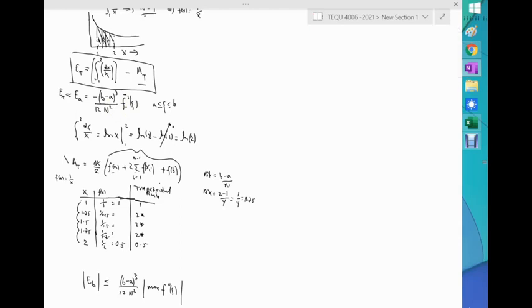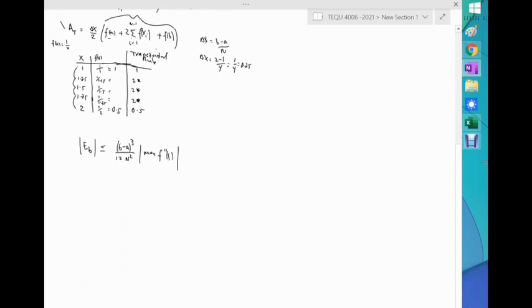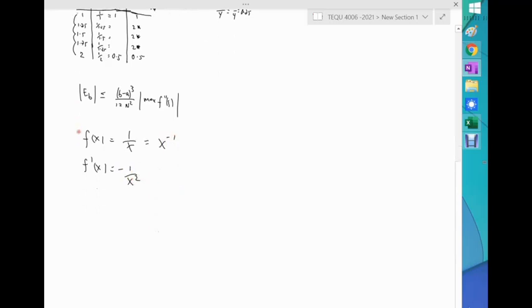Now, for the error bound, don't use this average value. Use the maximum of the second derivative of the function. What that really means? What is my function? Let's start with my function. f of x, I said that was 1 over x. So the first derivative of that will be, if I write it this way, it makes more sense, minus 1 over x squared.